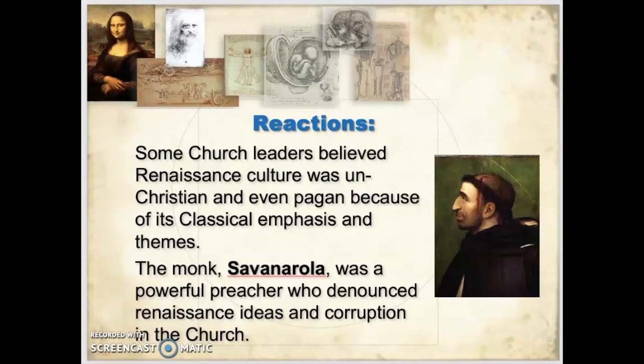And eventually he got such a following that the Medicis and other leaders who were promoting the Renaissance movement thought that he was a threat, and they had him killed. Supposedly he was killed in a riot, but most historians believe that he was actually put to death by the leaders of the Renaissance because he was causing problems for them and what they wanted to see happen.